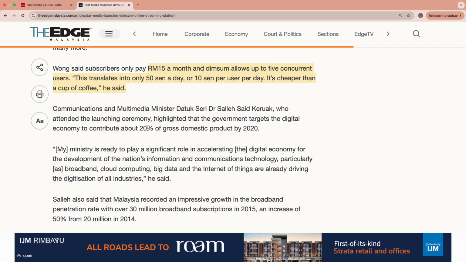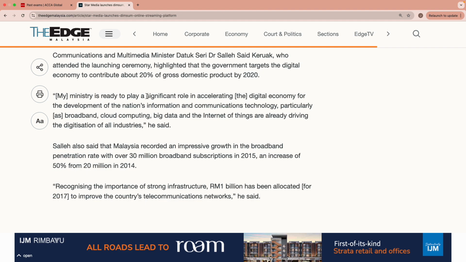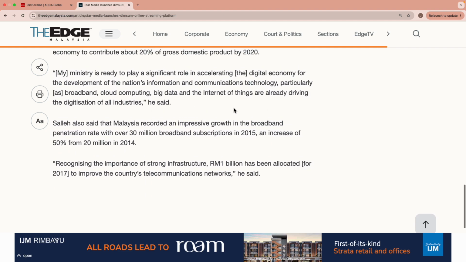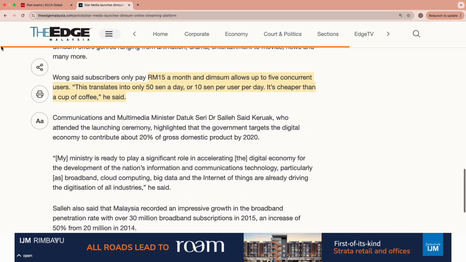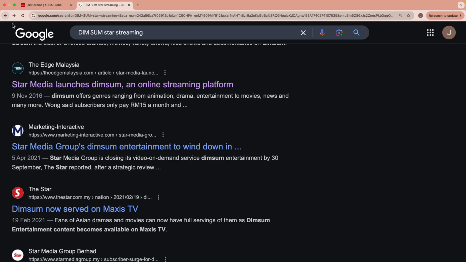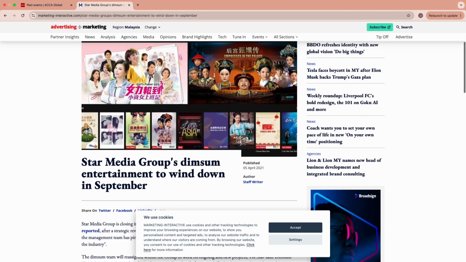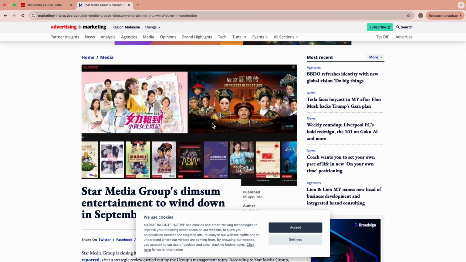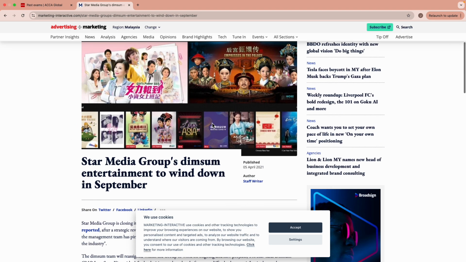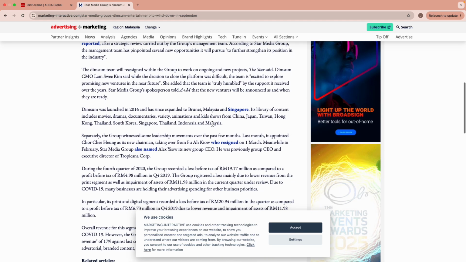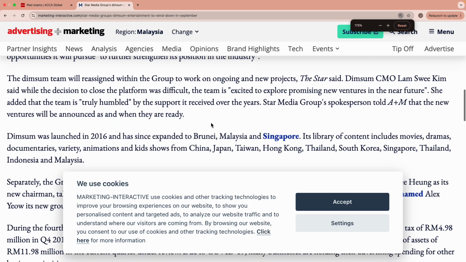Launching ceremony. They said like this: my ministry is ready to play a part. All this recognizing important, strong, 1 billion has been allocated. Fine. So after that, you saw when they launched, right? When they closed, how many years did they take to close? There you see the channel. You know what's wrong with the channel already, right? What's wrong? Target market.